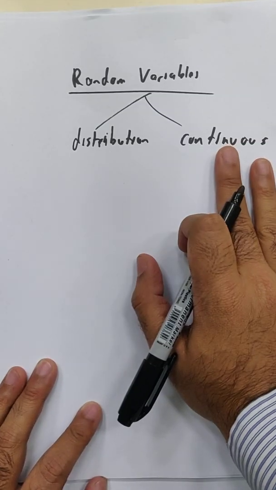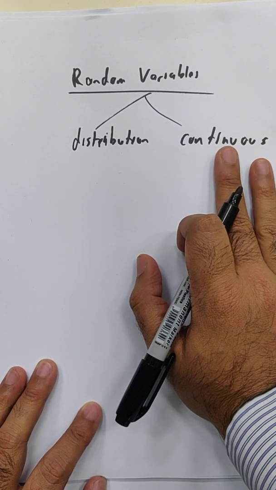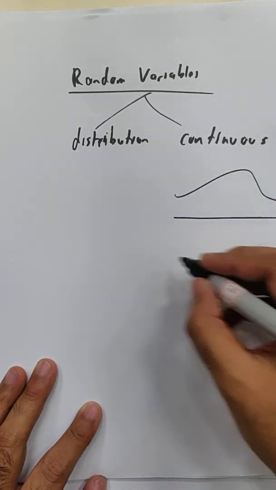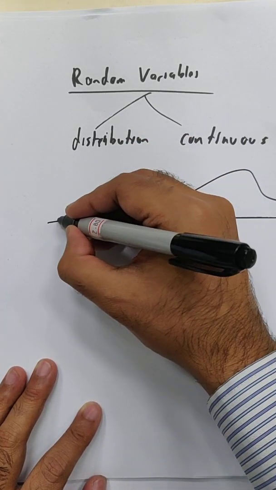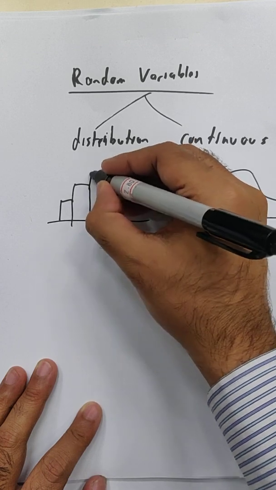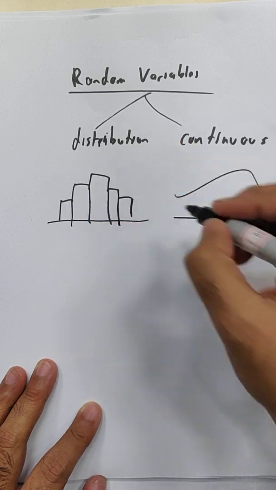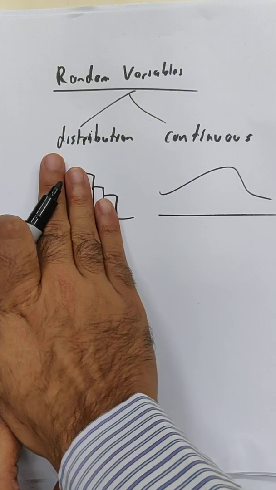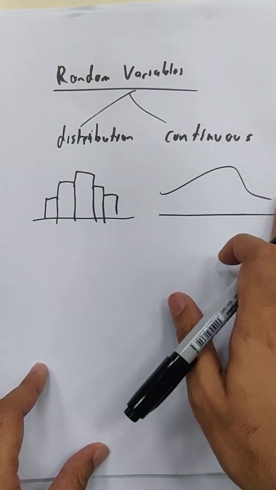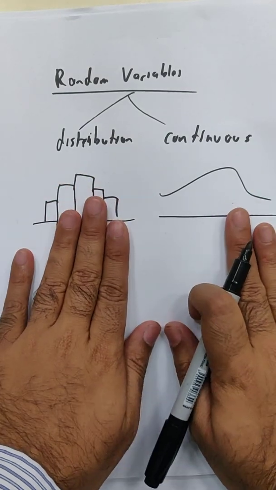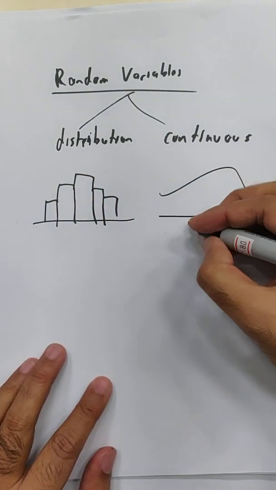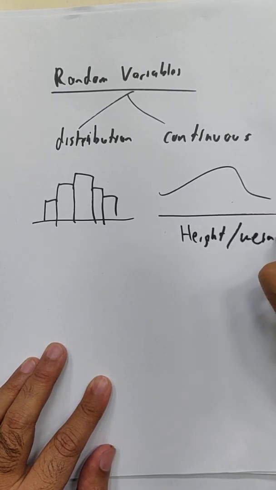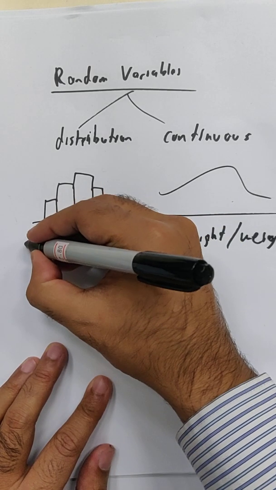But continuous is something like, what's your height? More or less, continuous is something that gives you a bell curve graph. Discrete is something that gives you more of a histogram. This is the most basic of all. We go through the discrete first. Once we finish, then only we go to continuous. You need to know the difference. Continuous is like height or weight. Discrete is a number of stuff.